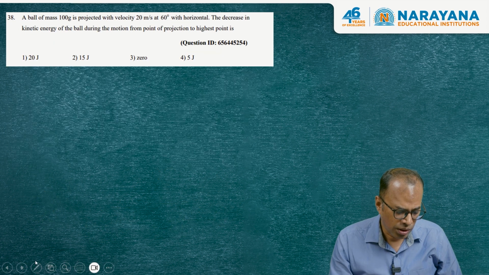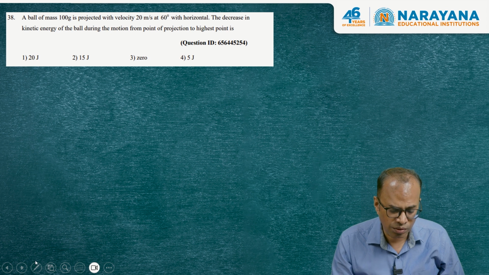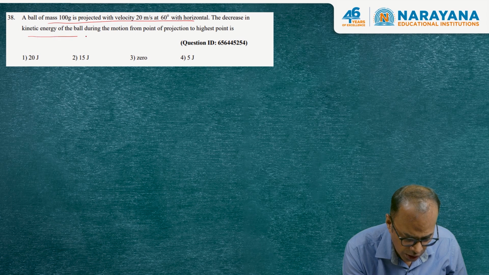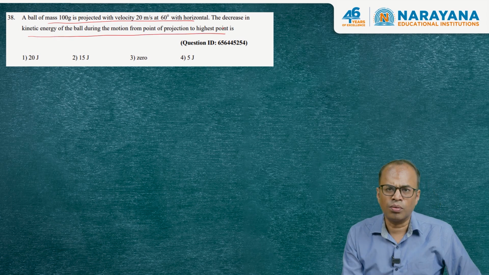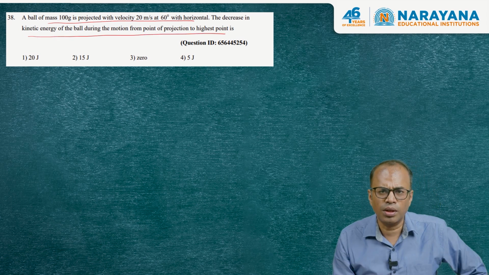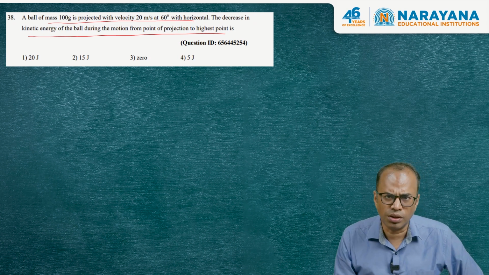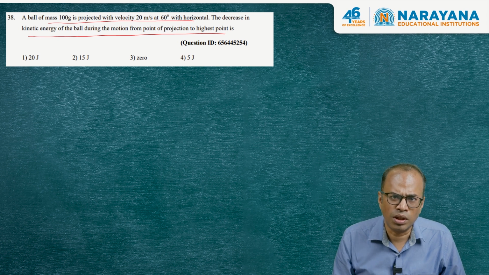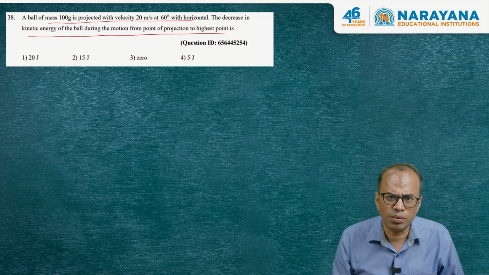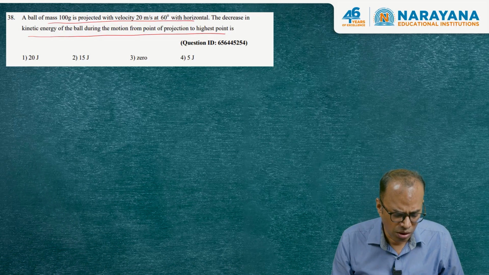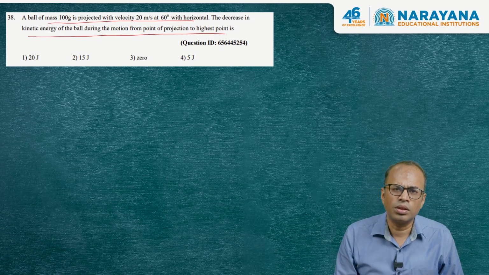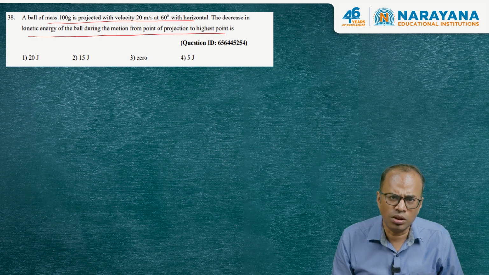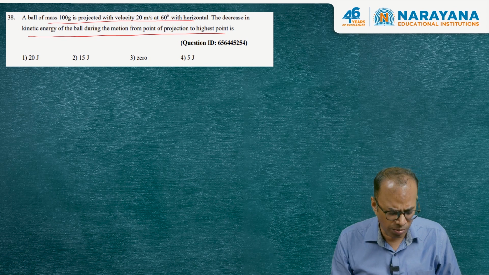So we have a ball of mass 100 gram. It is projected with the velocity of 20 meter per second at 60 degree with the horizontal. We want to find the decrease in kinetic energy from the point of projection to the highest point. There are two ways to solve this problem. One of the ways could be we just write the velocity at the point of projection, write the velocity at the highest point, find the kinetic energy and subtract. Or another thing that comes to my mind is the decrease in kinetic energy must be equal to the increase in potential energy, which would be mgh. So that could be another way.